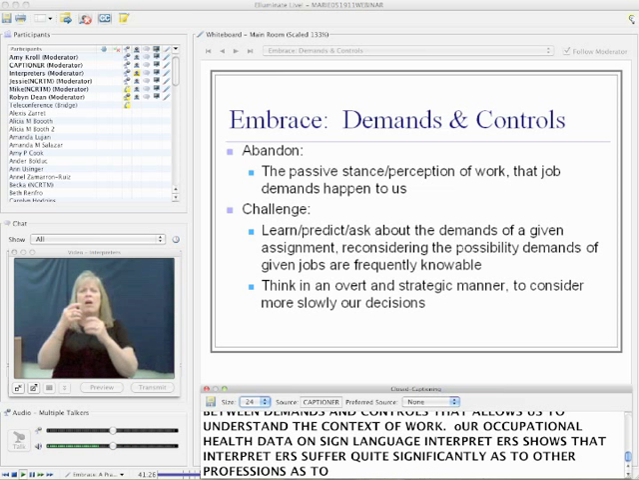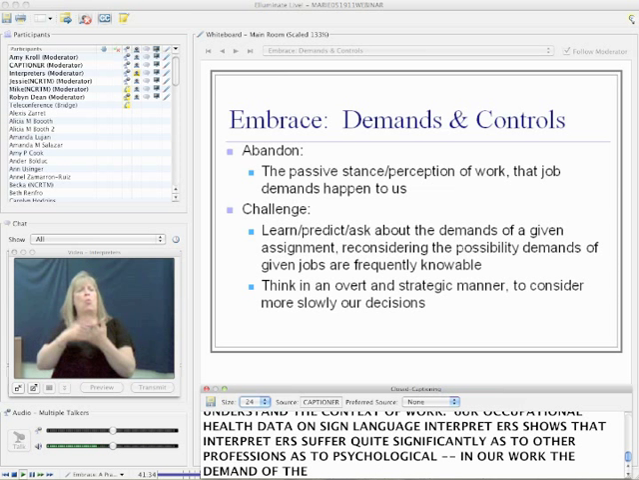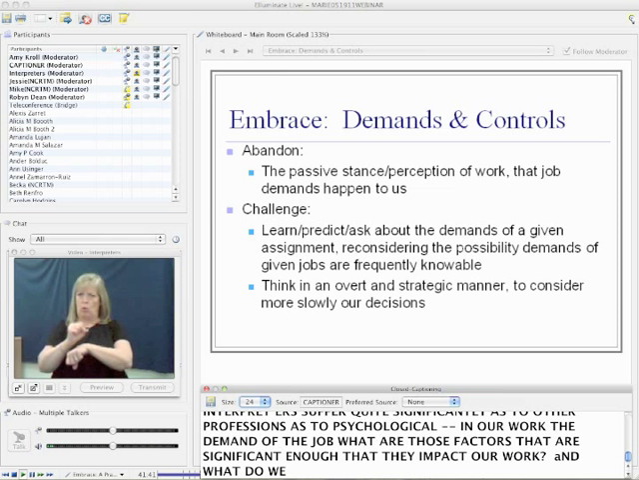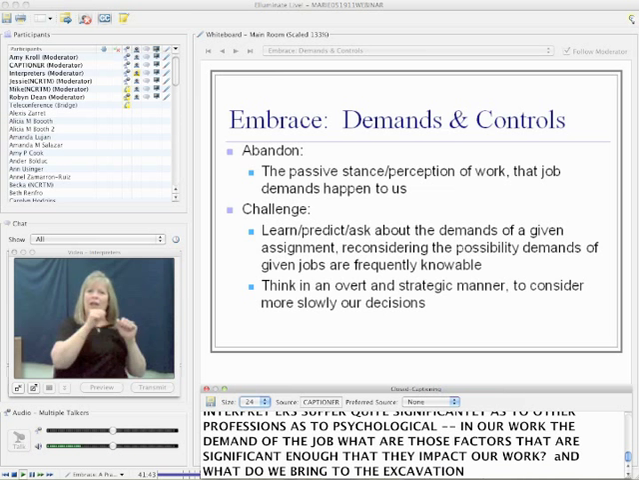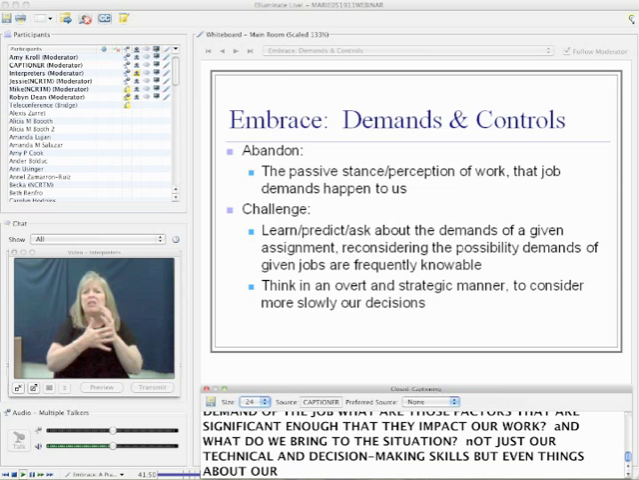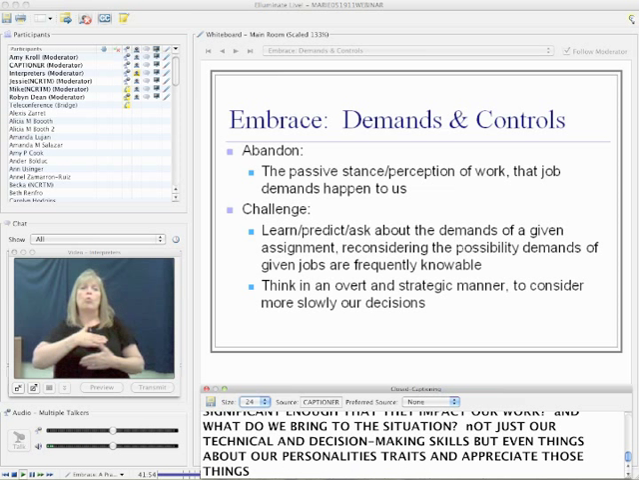Interpreters need to understand this dynamic between what's the job asking of us, or the demand of the job. What are those factors that are significant enough that they impact our work? And what do we bring to the situation? Not just our decision-making skills, not just our technical skills, but even things about our personalities, our traits, and appreciate those things about ourselves and our colleagues that understand and agree with a practice profession.